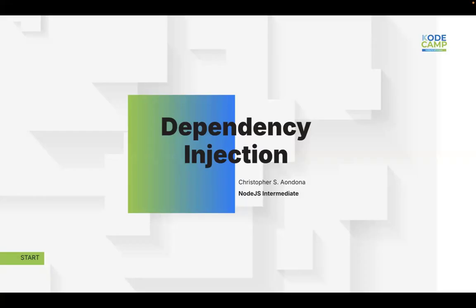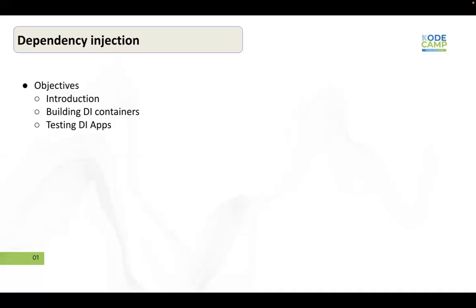So what is it about dependency injection that we want to understand? The objectives for today are to introduce dependency injection. We'll understand the basic concepts, what dependency injection is all about, and what we can use it to achieve. We will also build dependency injection containers, and see the reason why we need containers. We'll also learn how to test basic dependency injection applications, and see how easy it is to test them with containers.